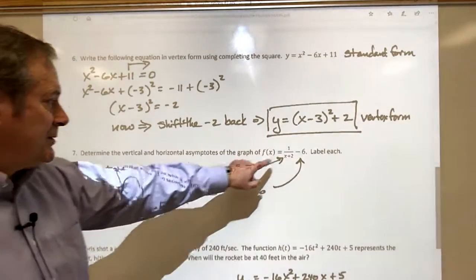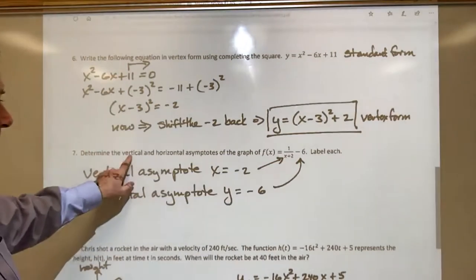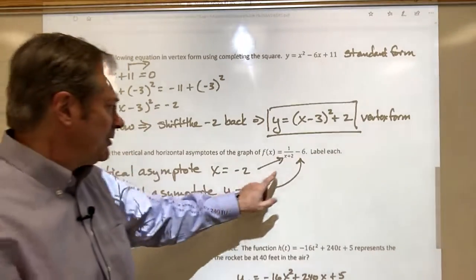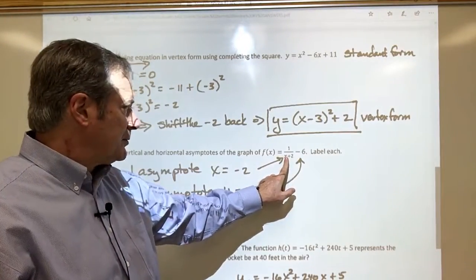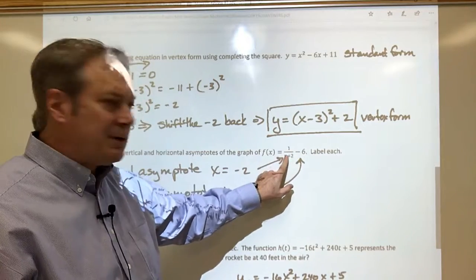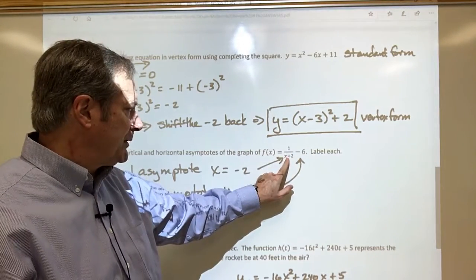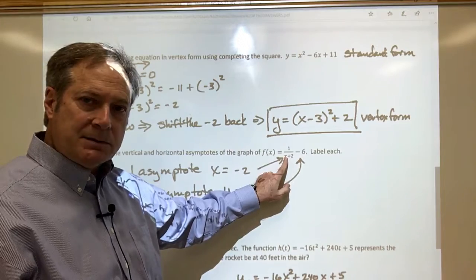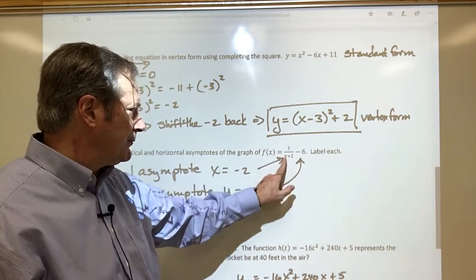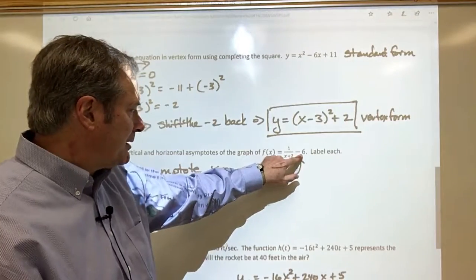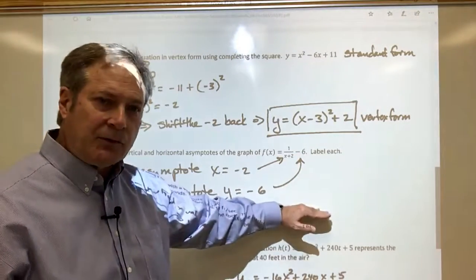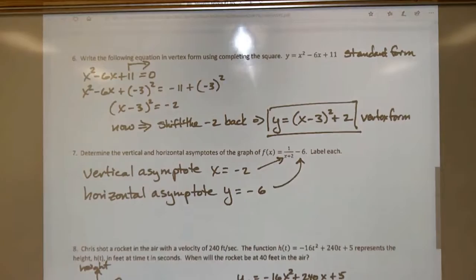Okay, here we have a rational function trying to determine the vertical and horizontal asymptotes. The vertical is going to go through the number that makes the denominator become a 0. And hopefully you can see that if x were a negative 2, negative 2 plus 2 is 0. So the vertical asymptote is going to be at negative 2. Horizontal asymptote is going to be at negative 6 on the y-axis.